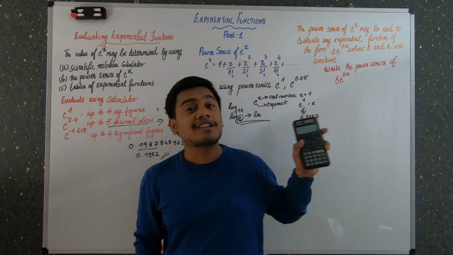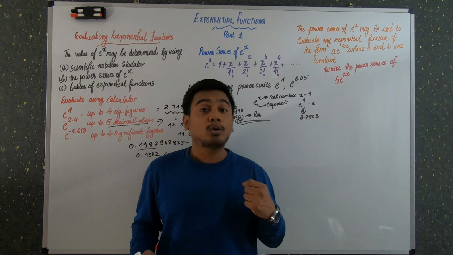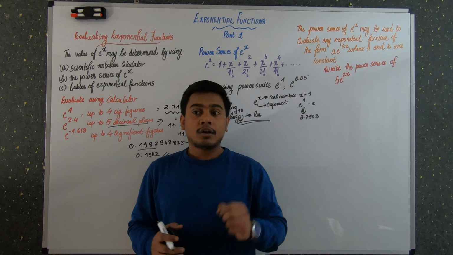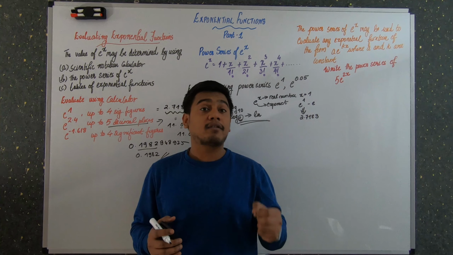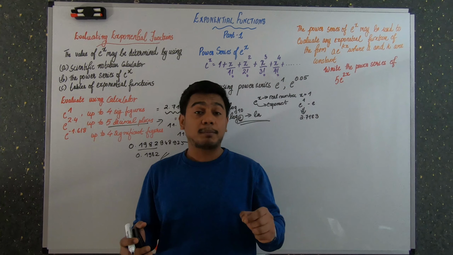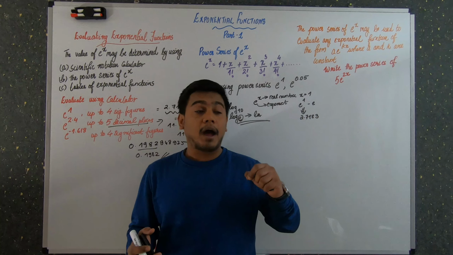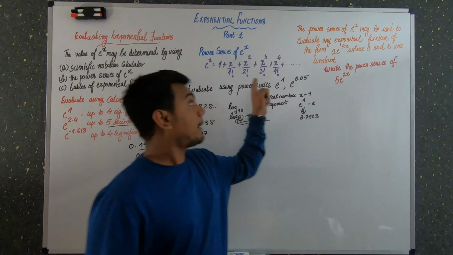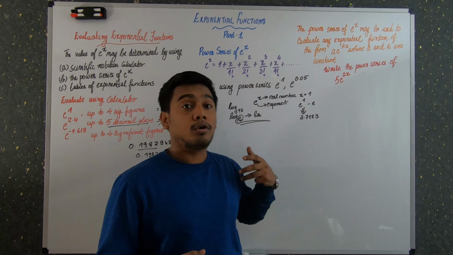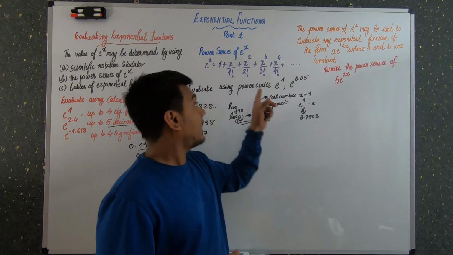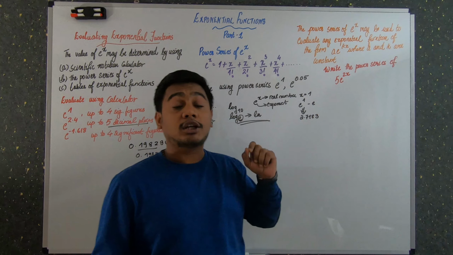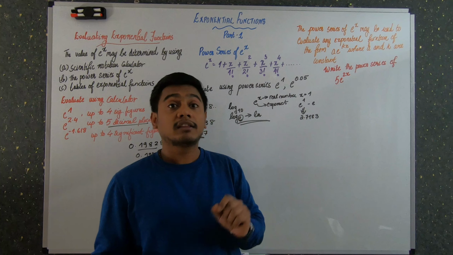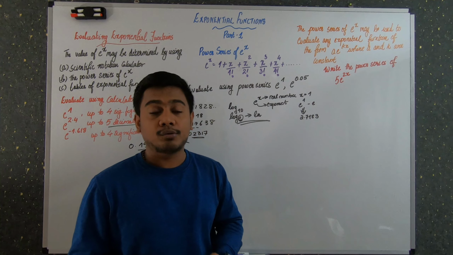And now let's learn how to find the value of exponential functions using a power series. Using a power series, you can find the value of exponential functions up to any number of decimal points. The more terms you take, the closer it gets to the actual value. The series is said to be converging if all the terms of x are taken and added together.